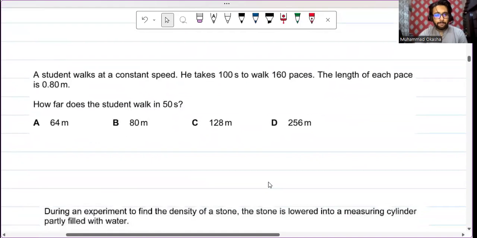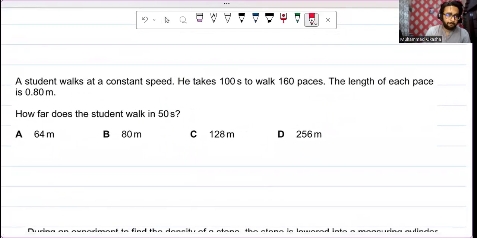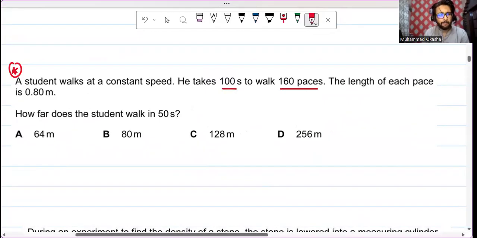seconds. A student walks at a constant speed. This one is interesting. You'll have to take some time to think about it. A student walks at a constant speed. He takes 100 seconds to walk 160 paces. Paces means the amount of each step, I would say, 160 steps. The length of each pace is 0.8 meters. How far does the student walk in 50 seconds?